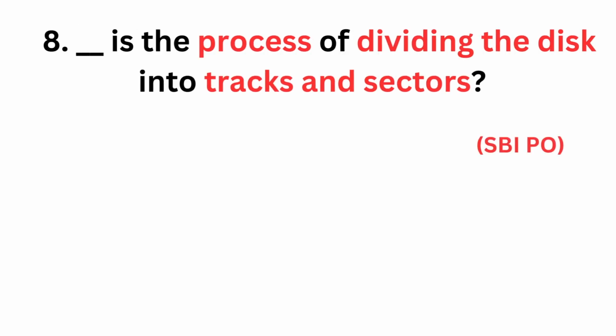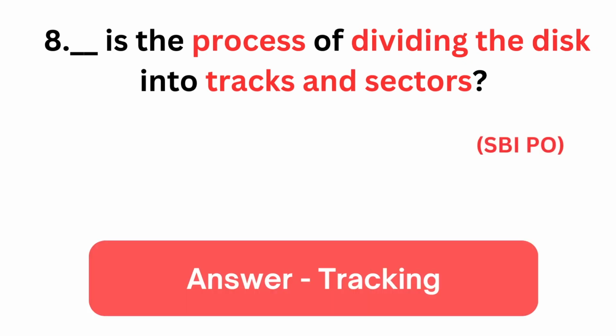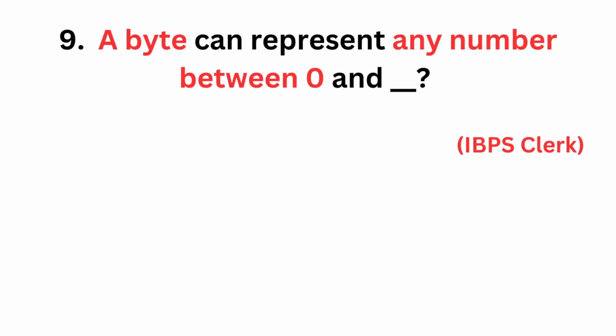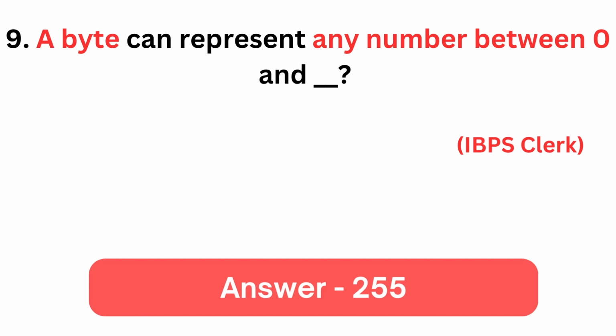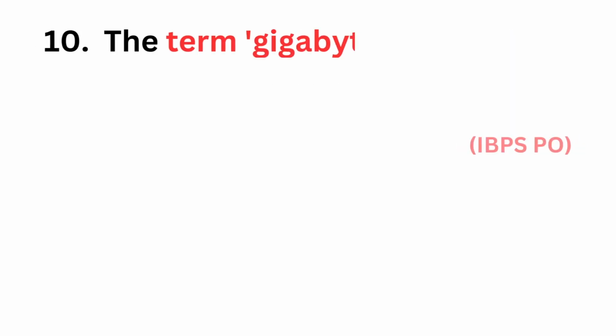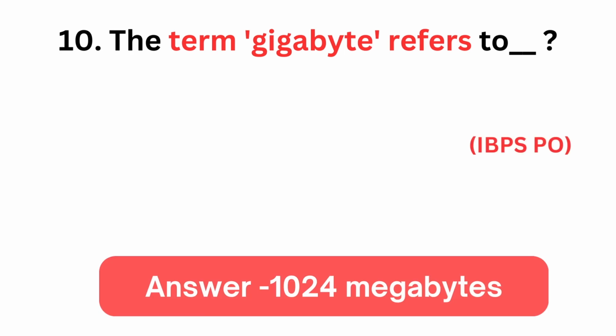What is the process of dividing the disk into tracks and sectors? Formatting. A byte can represent any number between 0 and what? 255. The term gigabyte refers to what? 1024 megabytes.